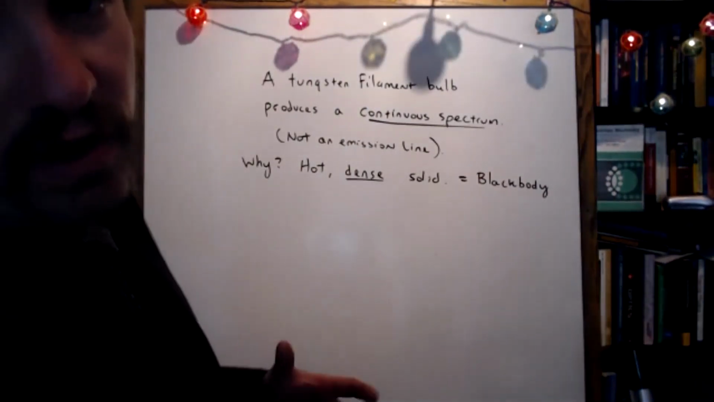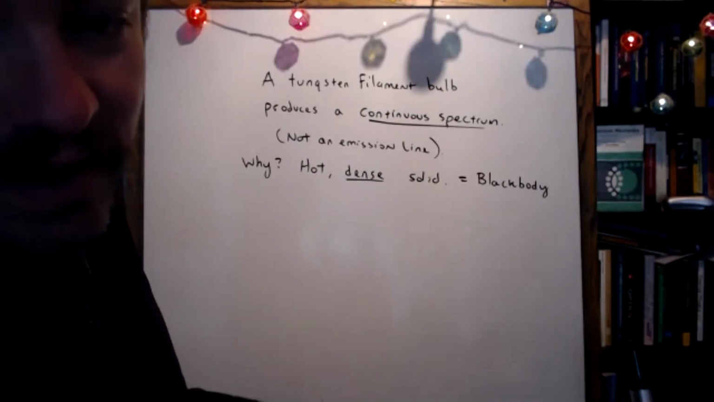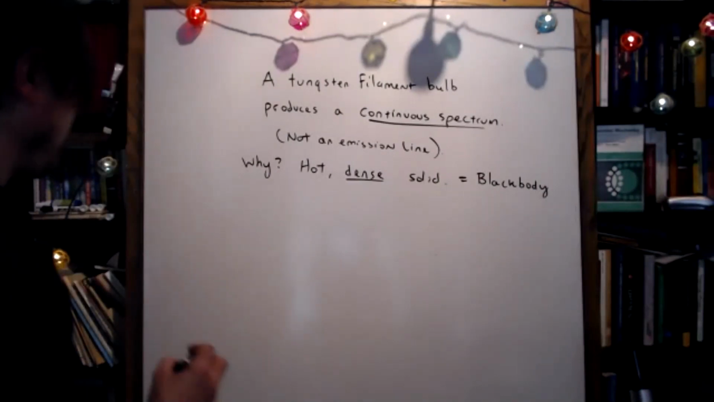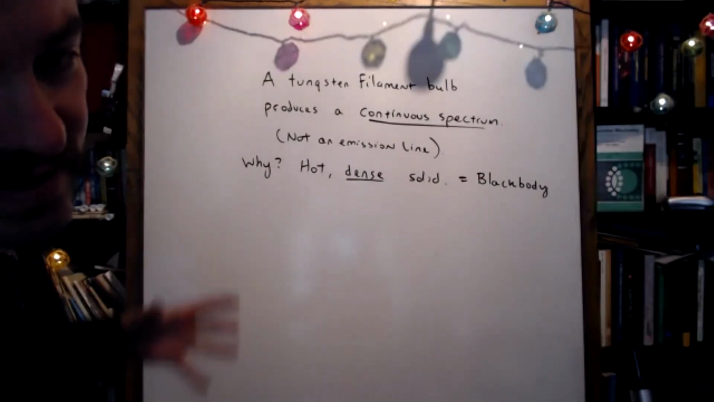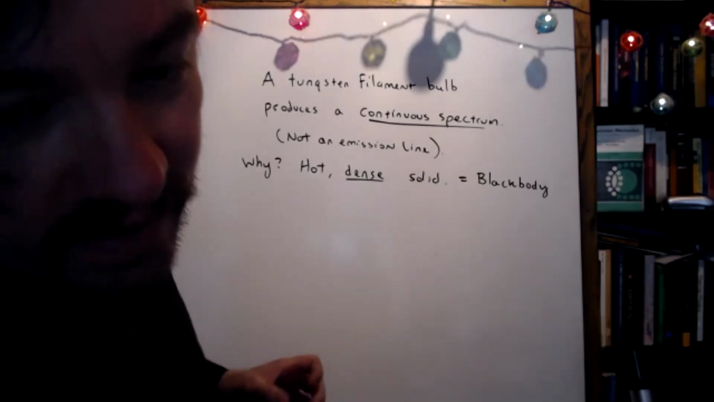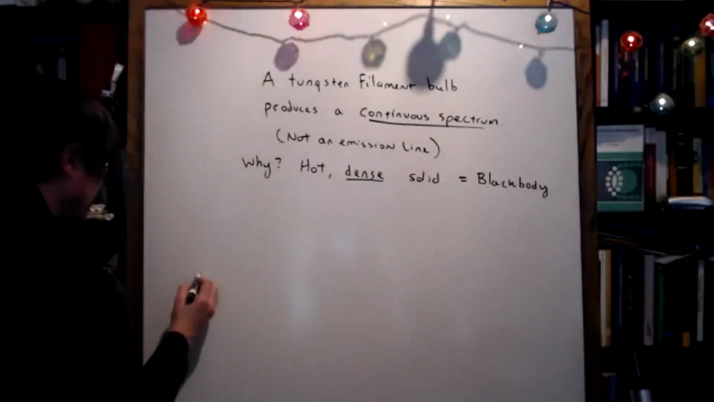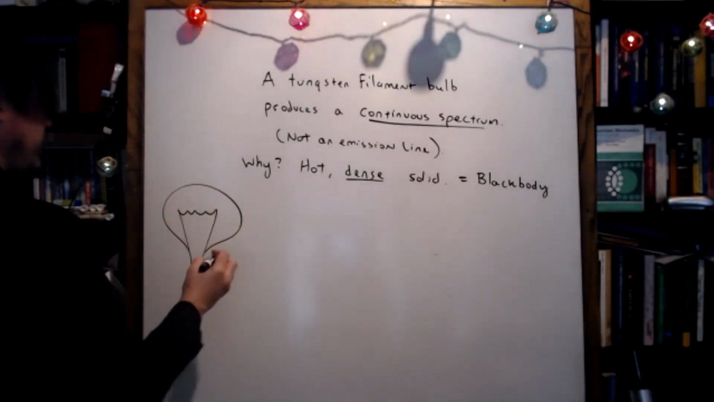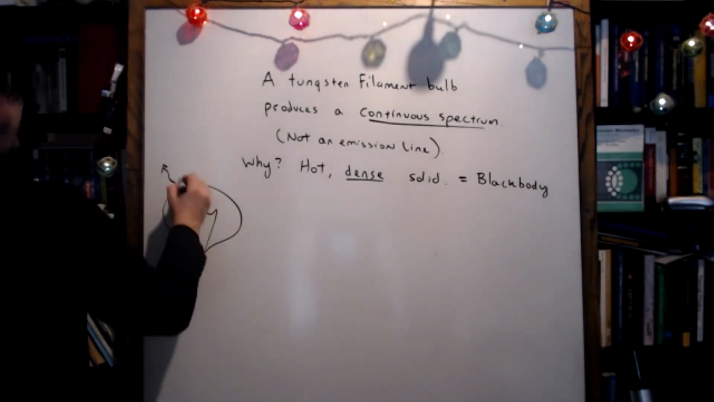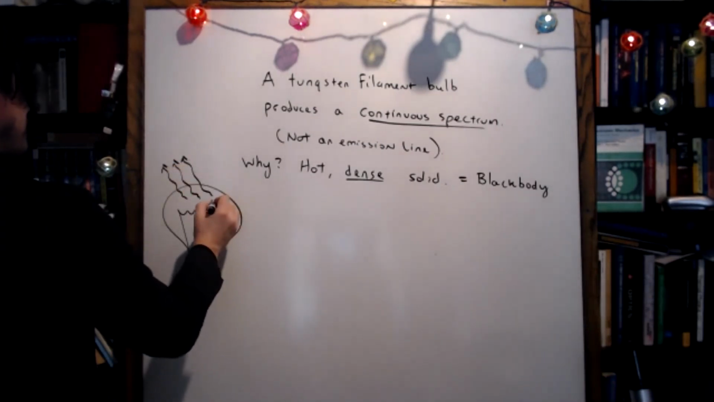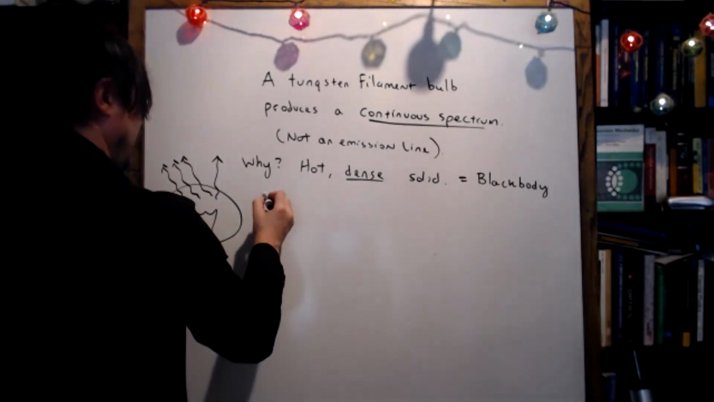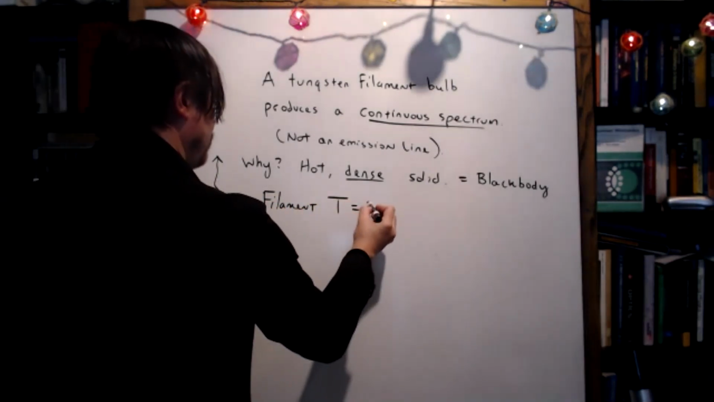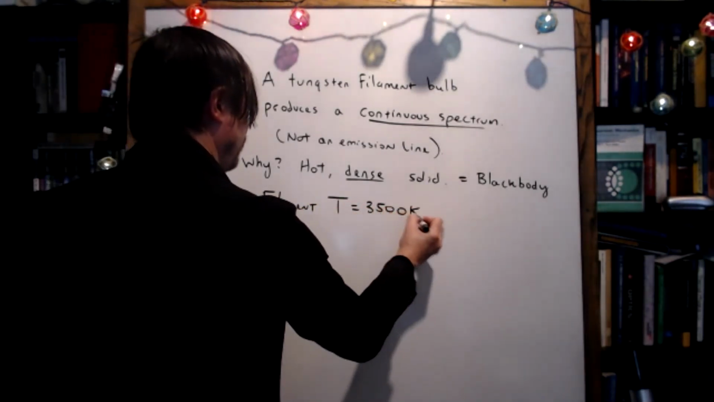I thought that we could use our newfound Stefan-Boltzmann and Wien's law to kind of understand what the radiation profile of a tungsten filament bulb looks like. I can't remember if we did this last time. My memory is that we ran out of time right at the end of class. So let's draw a picture of a tungsten filament bulb, okay? And it's shining out some very whitish light in all directions. And the filament has a temperature of 3,500 Kelvin.